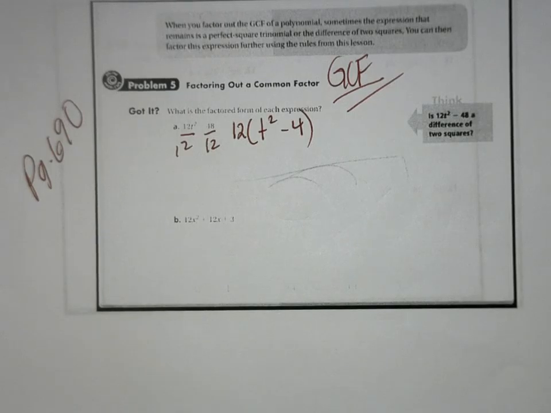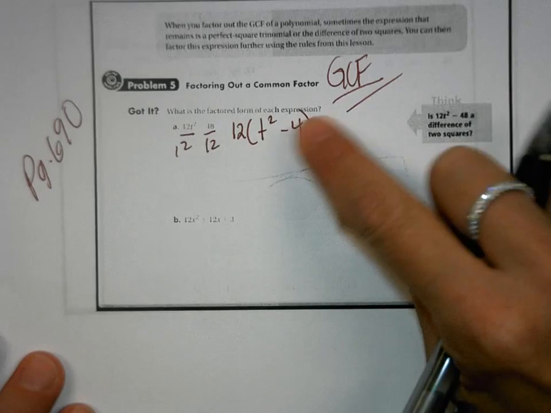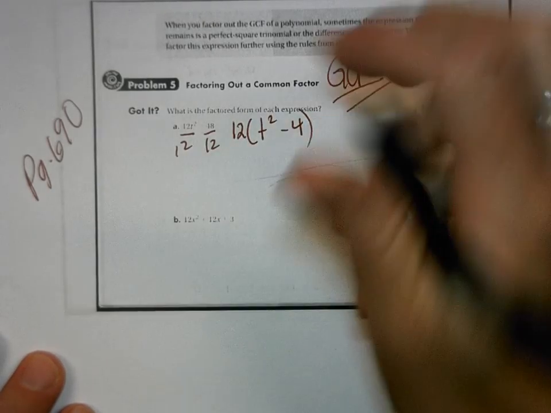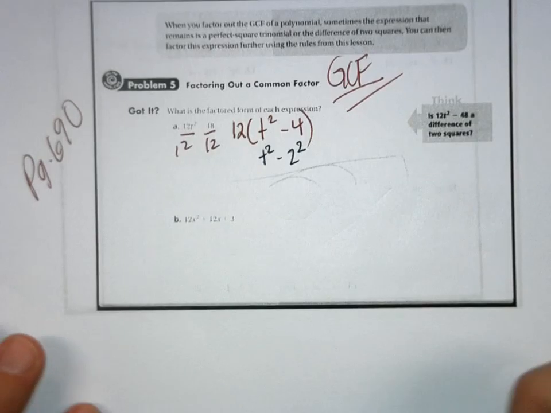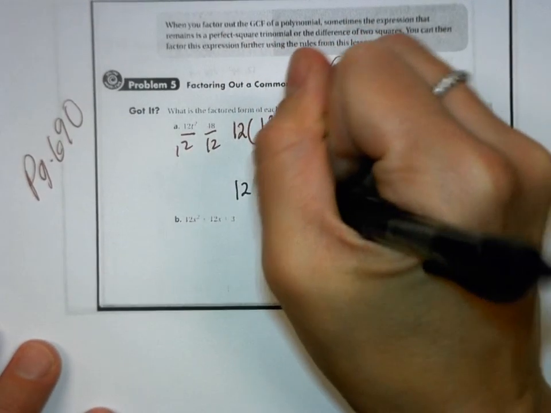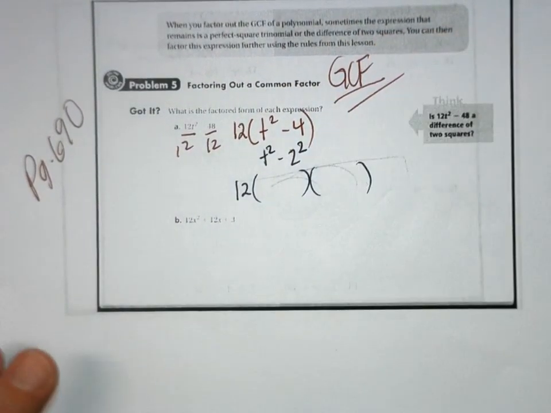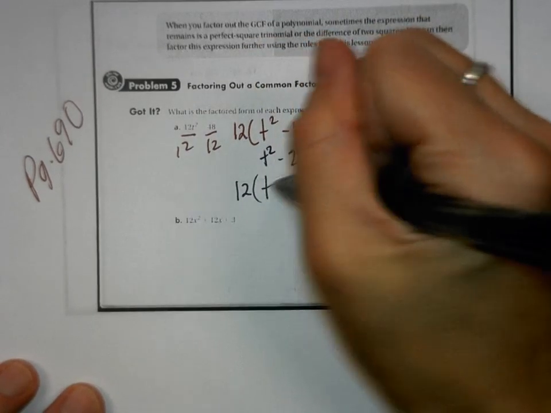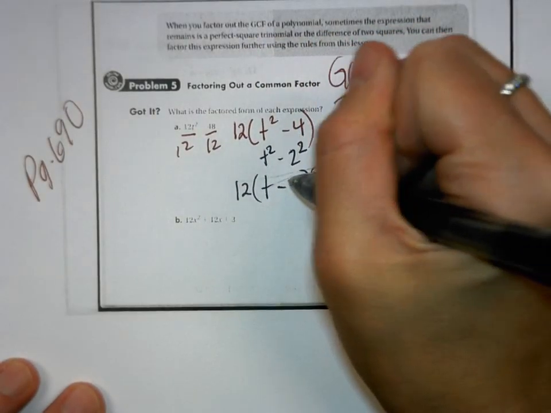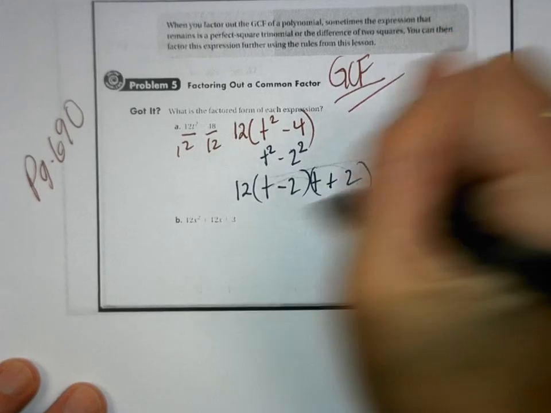Because this is already a square. Can 4 be written as a square? Yes. We have t squared and 2 squared. So my final answer, I keep that 12 in front because that's my GCF. What goes in the front of both parentheses? t, and at the end, a minus 2 and a plus 2. And that's it.